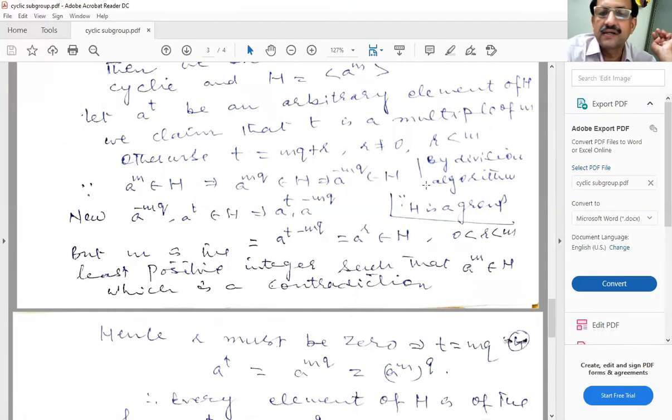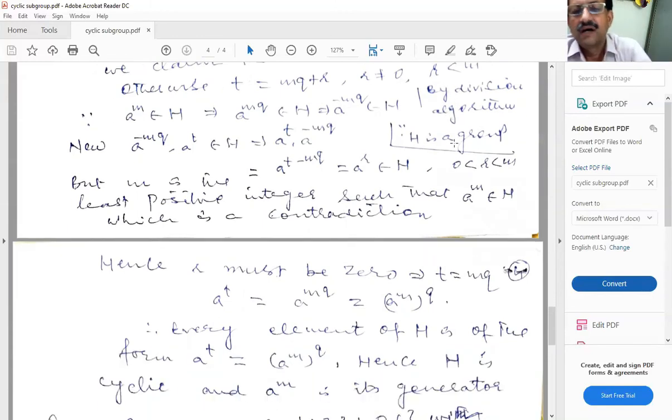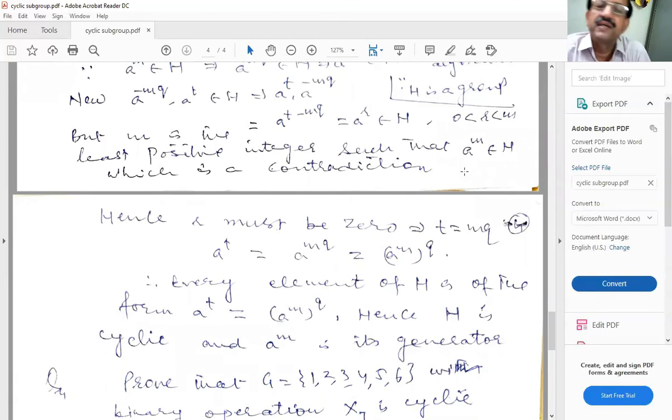हमने अभी क्या कहा था, A raised to power r belongs to H, r is the remainder and r is less than m. And on the other hand, we said m is the least positive integer such that A raised to power m belongs to H, which is a contradiction. Therefore, r must be equal to 0. R, the remainder, must be equal to 0. We get t is equal to mq. That is, t is a multiple of m.